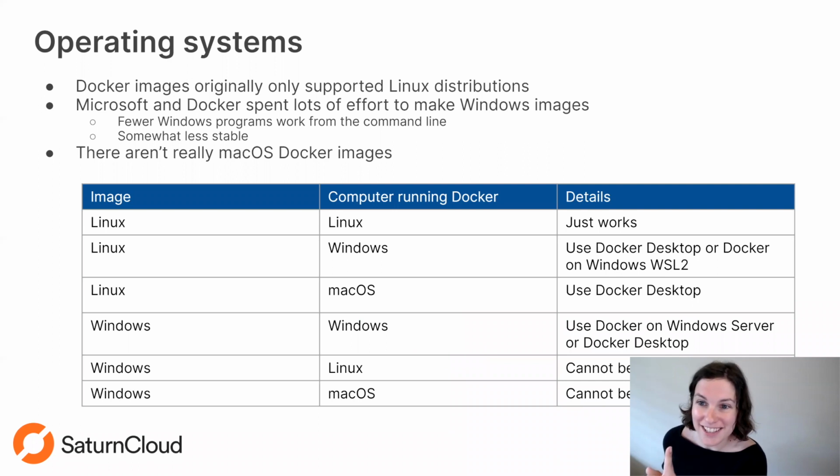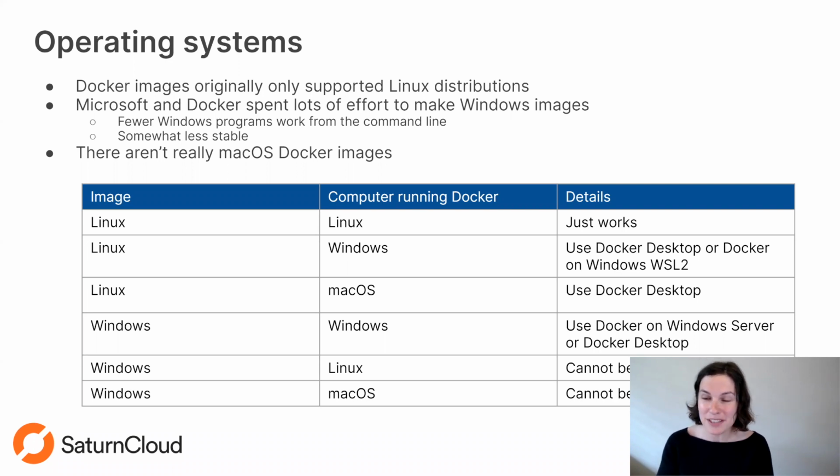Oh, and here's another wild thing about containers: the operating system kind of doesn't matter anymore, but it kind of does matter. Originally when Docker came out, it really just supported Linux distributions, which means you could have an image that started with any Linux distribution, your Red Hat, your Ubuntu, your Debian, whatever, and it could run on any other Linux distribution. But Windows users were like, hey, we want Docker too.